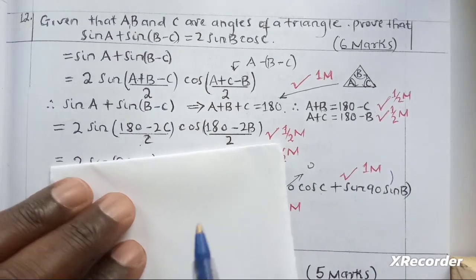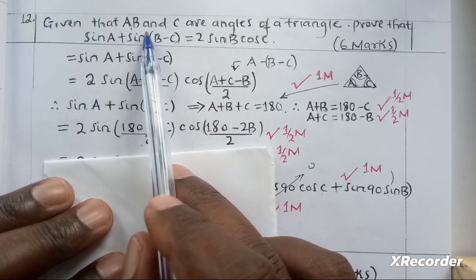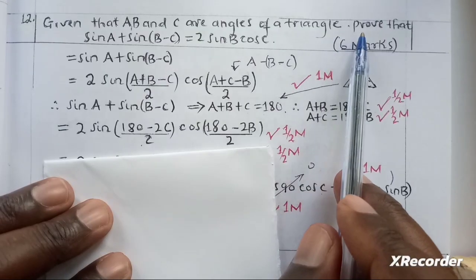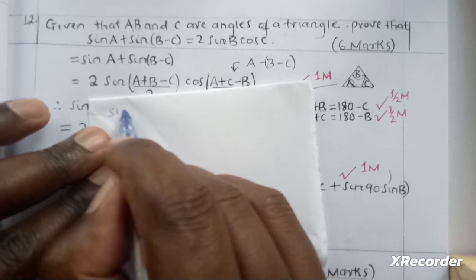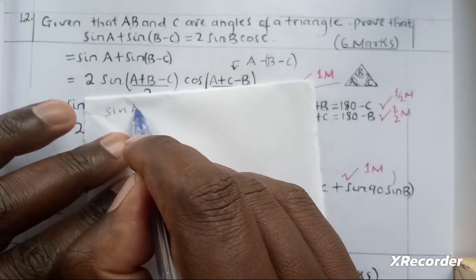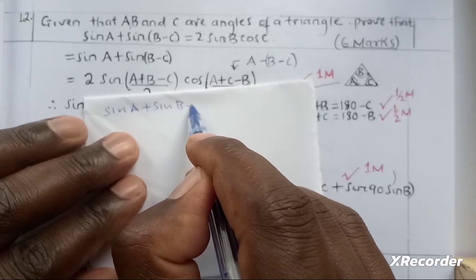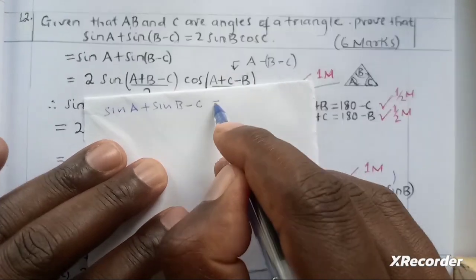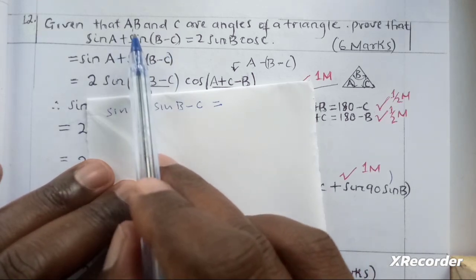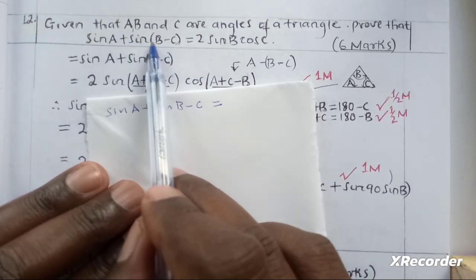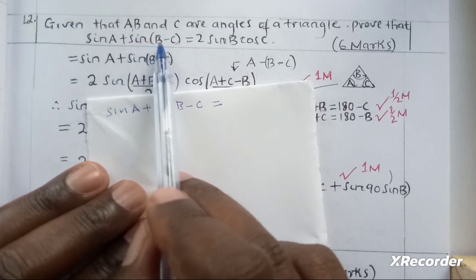So we are on question number 12. Given that A, B and C are angles of a triangle, prove that sin A plus sin B minus C is equal to that. So we start this question by saying that this one is the difference or addition of ratios.